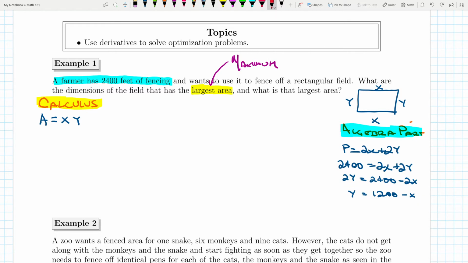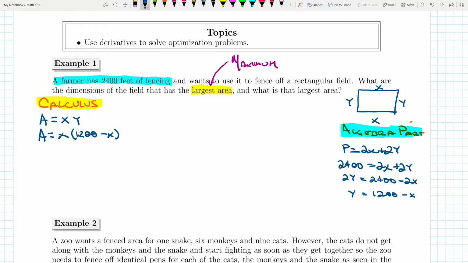So what are we going to do here? We will substitute this over here on the y in the calculus part. So let's go ahead and do that. So A equals x times 1200 minus x. And look at that. That's a function that depends on one single variable.